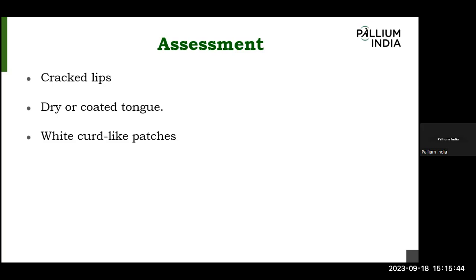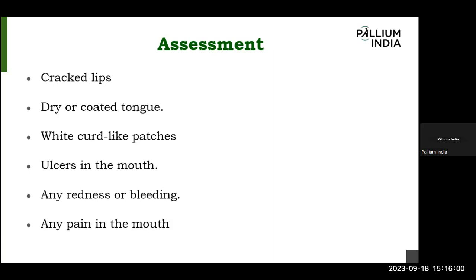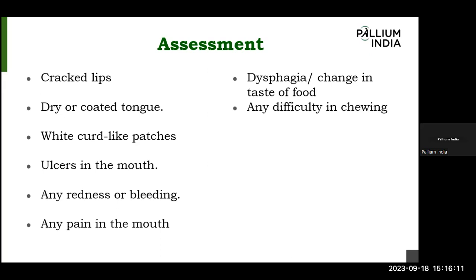And dry mouth also you have to check. And white curd-like patches here also. Sometimes it looks like white curd-like patches if they have candidiasis. And ulcers in the mouth, you have to check whether there is any ulcer in the mouth, any redness or bleeding, and any pain in the mouth, because they are not able to swallow properly, and also they are not able to chew properly. So if they are not able to chew properly, you have to check the dryness. If they are complaining of dryness, definitely they will be having chewing difficulty also. Have to check for that.